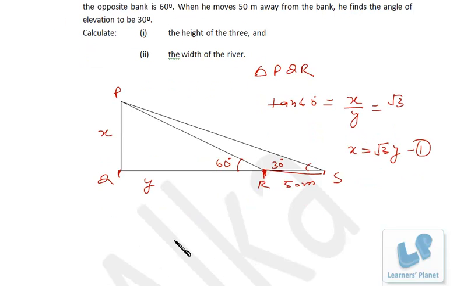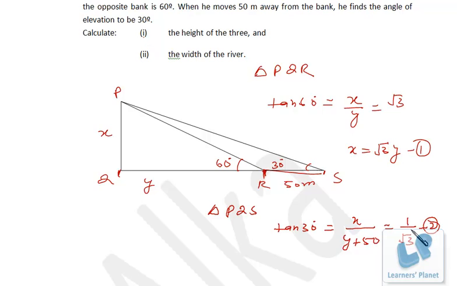Okay. Now if we take triangle PQS. Now the angle is 30 degrees. For the perpendicular and base, the relationship is given by tan theta, and here theta is 30 degrees. So tan 30 degrees is equal to x upon, this length is y and this length is 50. So the entire length QS will be QR plus RS, that is y plus 50. Okay. Now tan 30 degrees is what? 1 upon root 3. This is the second relationship.